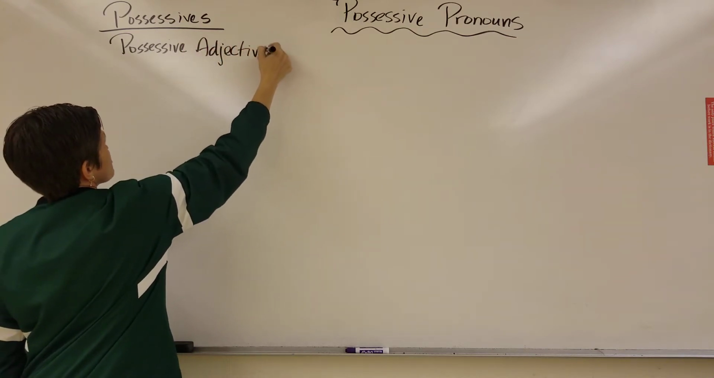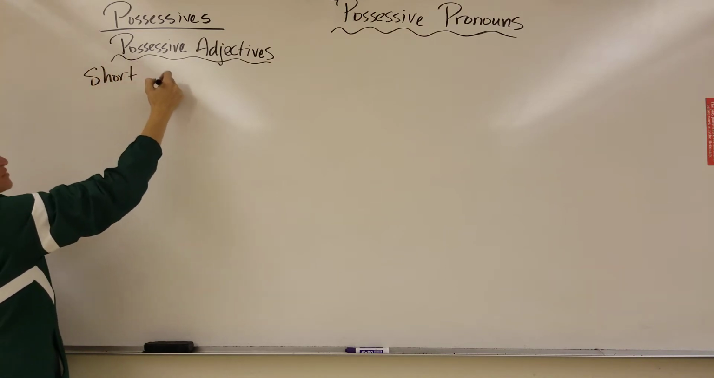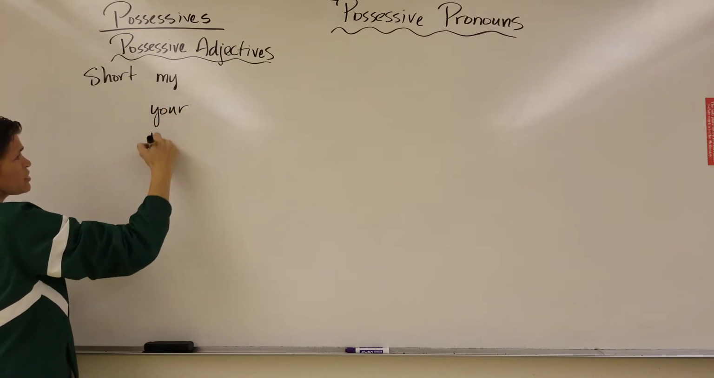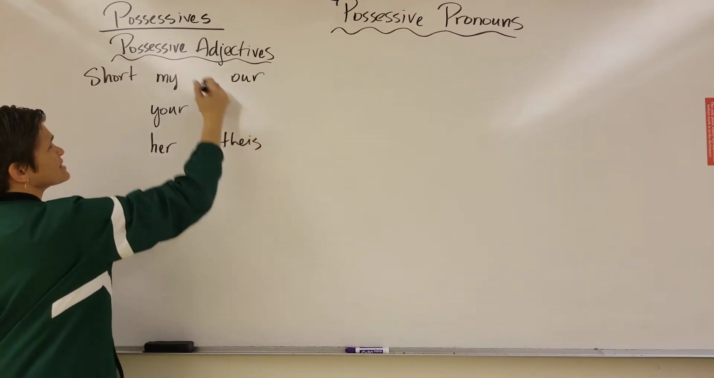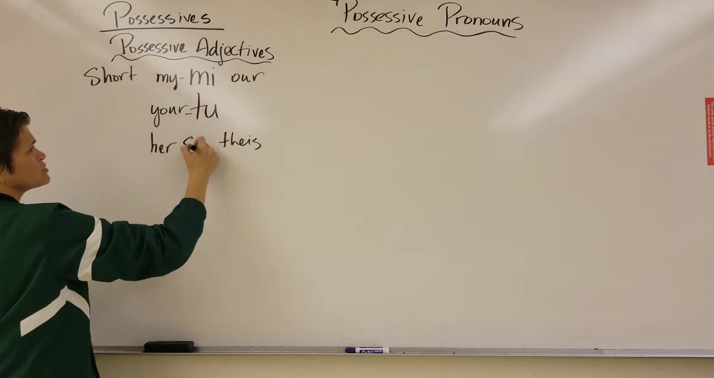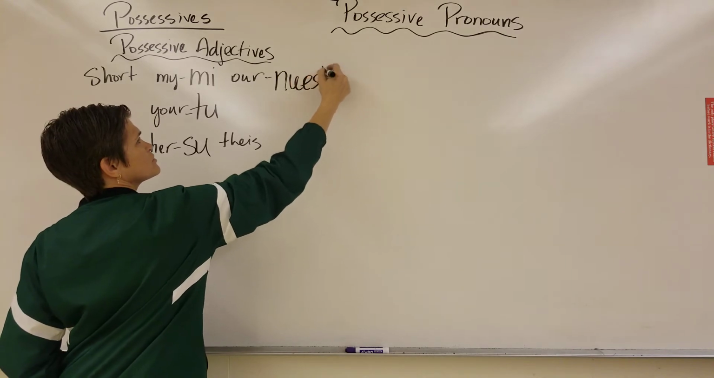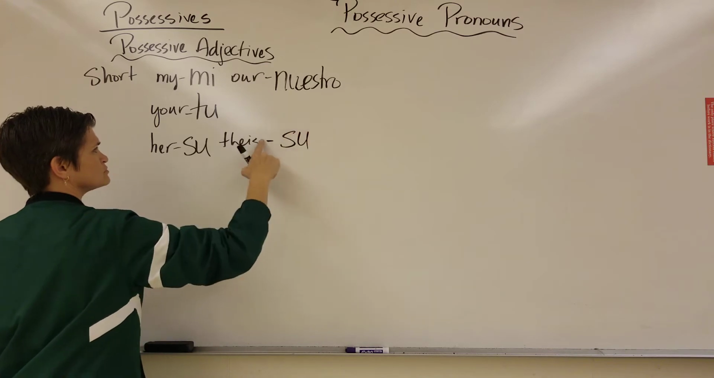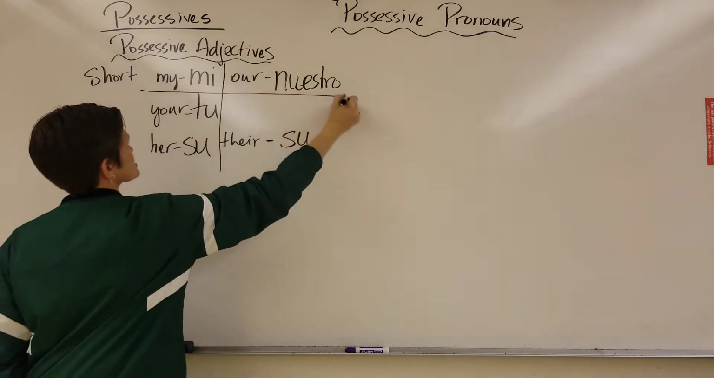There was a short form and a long form. So the short possessive adjectives were my, your, her, our, their. And we said those like this in Spanish: mi, tu, su, nuestro, and su. So those were the short form possessive adjectives.